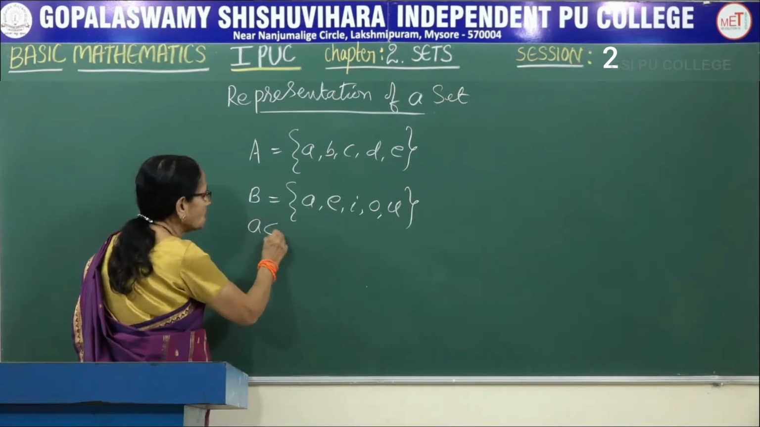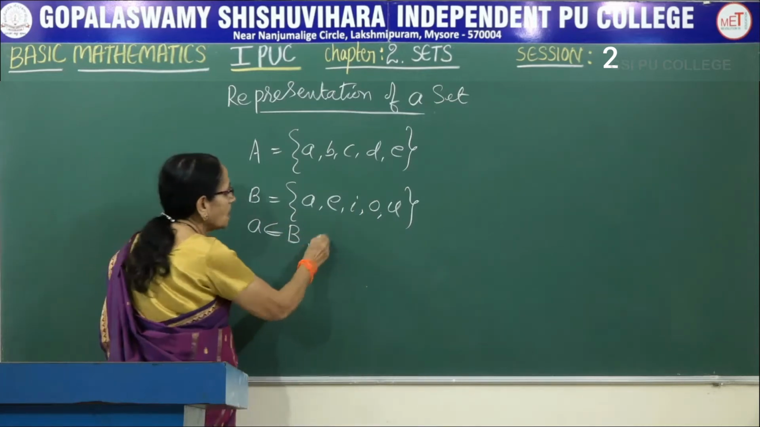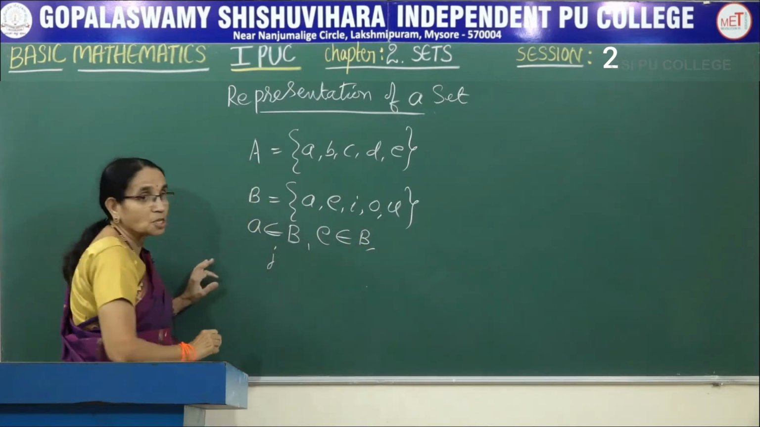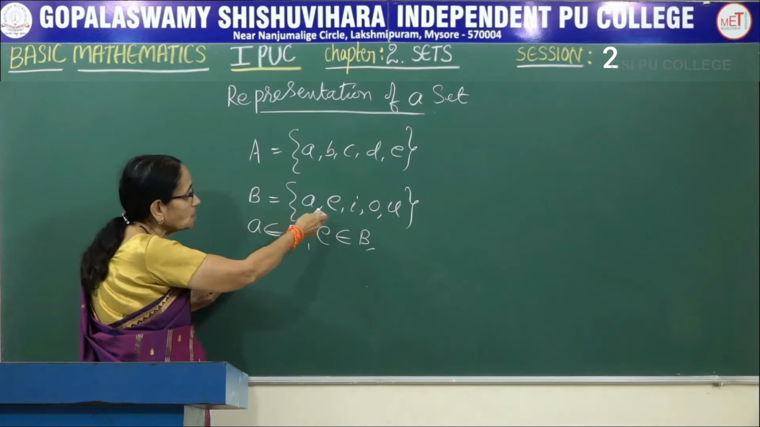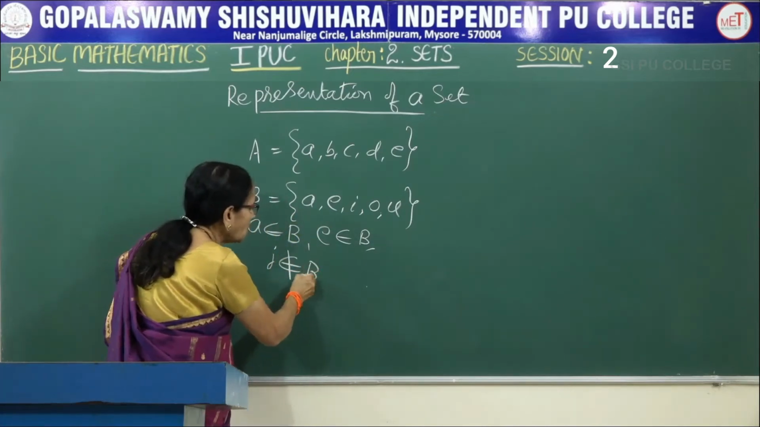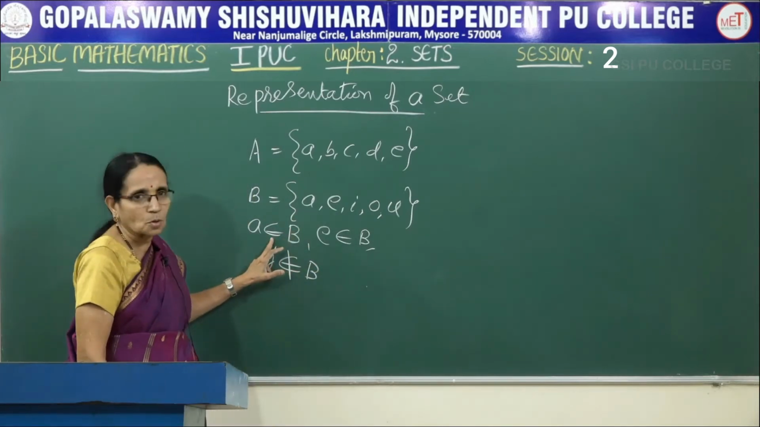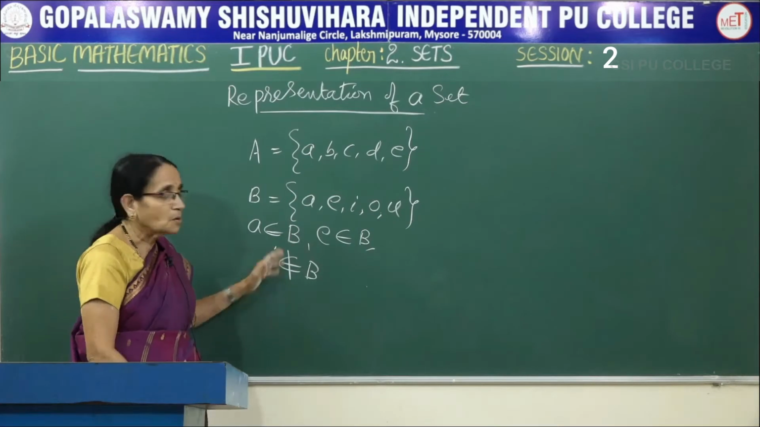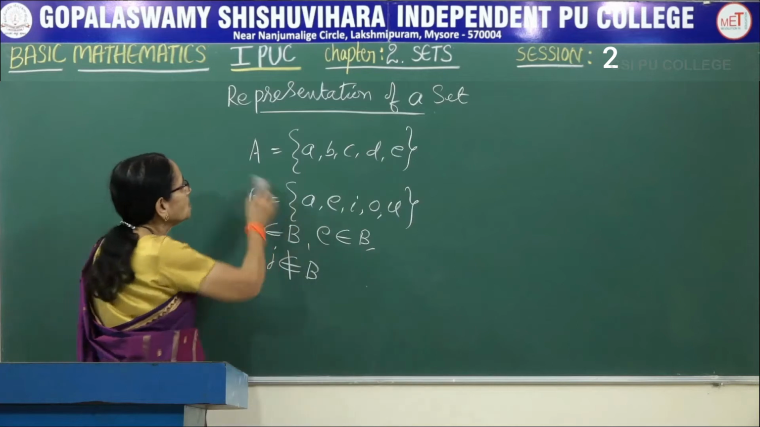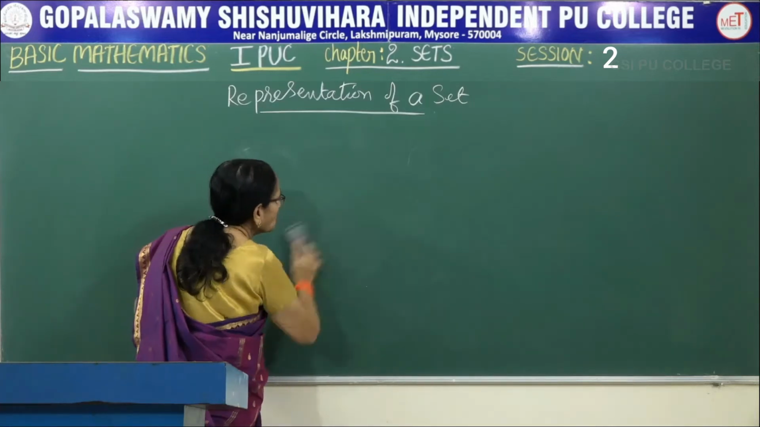How do you write that? A belongs to B. Similarly, I write E belongs to B. Suppose I take the element J. Can you see J in the set B? It is not there. Therefore, I write J does not belong to B. If it belongs, we use the notation; if it is not there, we use the same notation with a cancel mark. This is the information you learned in the previous session.